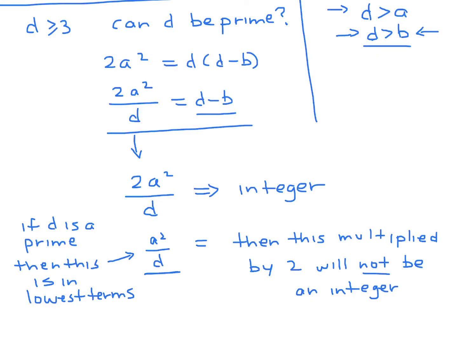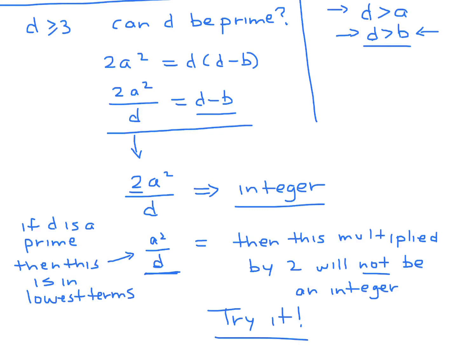Then this multiplied by 2 will not be an integer because you have to first multiply it by 2 and make it into an integer. Try it. Try plugging in some values and see. It will not work. All right? So that is what they're asking for. Show that d, right here, cannot be a prime.